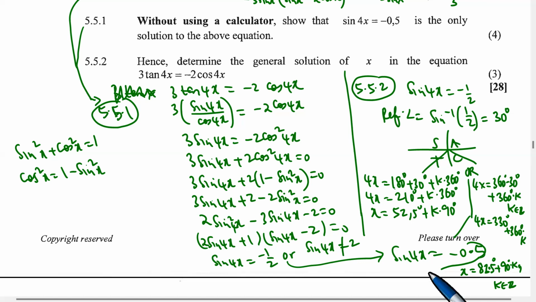So we are done. We have to determine the general solution of x in this equation, and that is the general solution there. X equals 82.5 degrees plus 90 degrees times k, where k is an integer, or x equals 52.5 degrees plus k times 90 degrees, where k is an element of the set of integers. Okay. Next question.